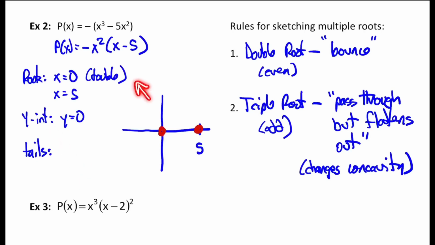If we want to put tails in first, sometimes that's easier. It's going to bounce right here at 0. So it's got to come down, bounce on 0, go up, and then pass through 5. It's going to look like this. Okay, it's coming down here, turns around, goes up, and then back through, and continues on its way.